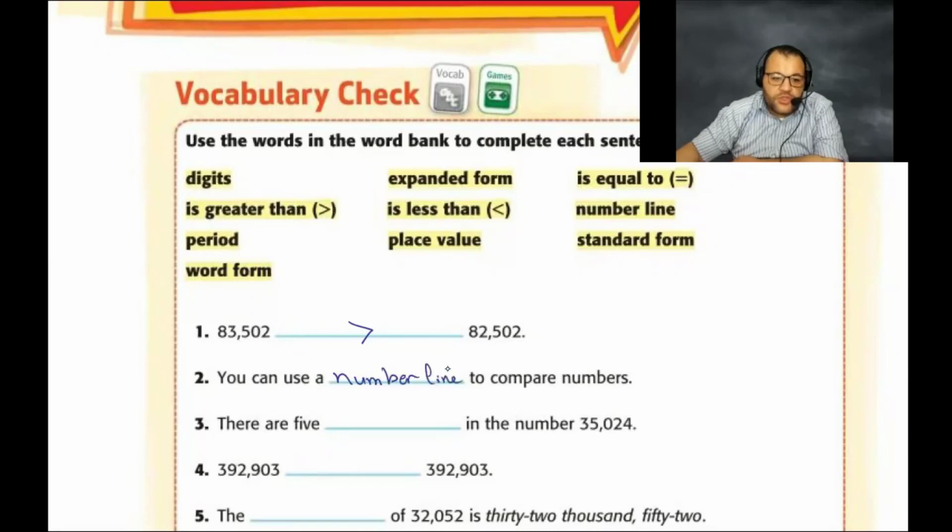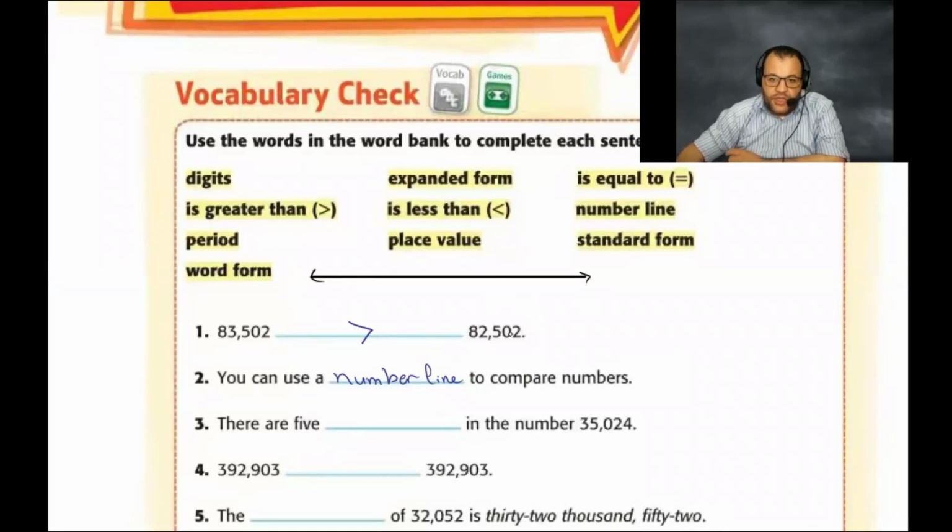But how can we use the number line to compare between the numbers? Look at the screen now. You put little lines with numbers, and then that is the number line. Just one minute, please. Yeah, and then you put numbers. Okay. Thanks, Ryan.